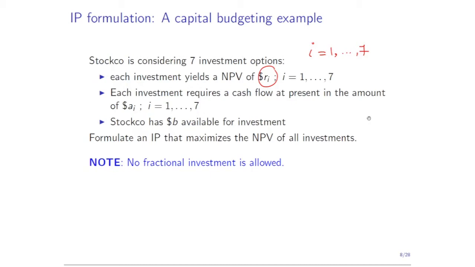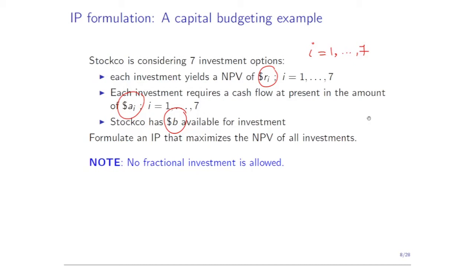Also, we know the amount of money that we need to invest in project i. Each investment requires a cash flow at present in the amount of A_i. Also, the company has a budget limit, which is B dollars. Now, the objective is to formulate an integer program that maximizes the net present value of the investments.